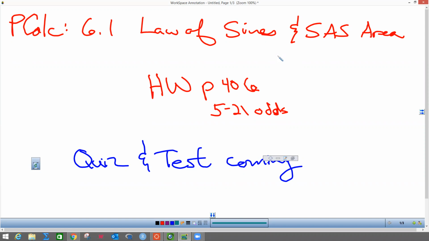We've always used 1/2 base times height, right? Well, we are going to be using more formulas to find areas of triangles, because sometimes you may not know the parts you know.